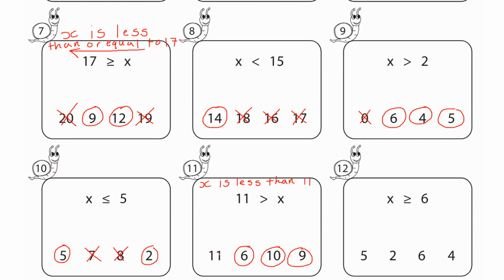Very good. That's a wonderful way to explain it. 11 cannot be greater than or less than itself. It's exactly equal to it. That's a good way to say it. I couldn't say it better. So definitely we do not include 11.